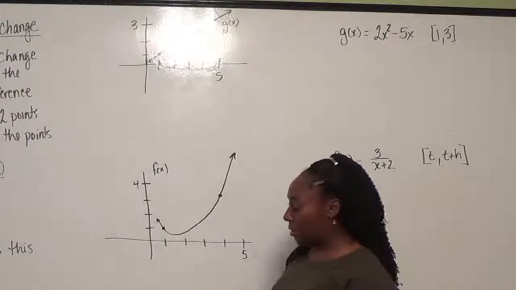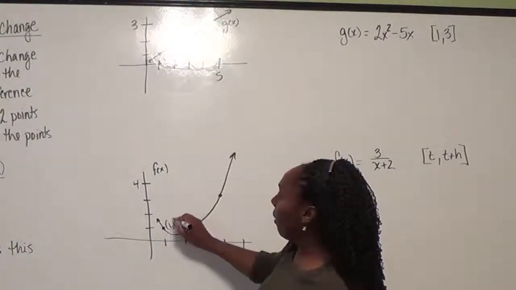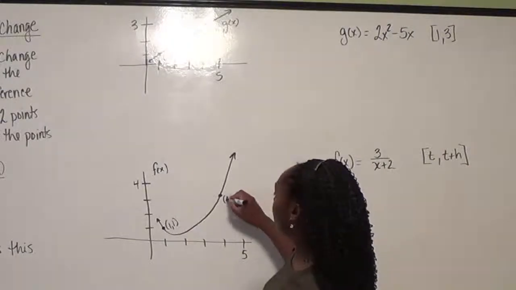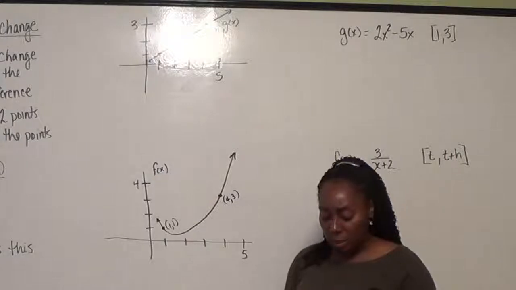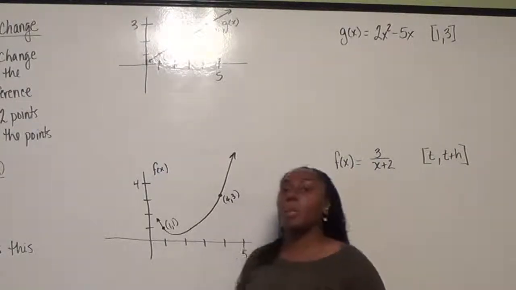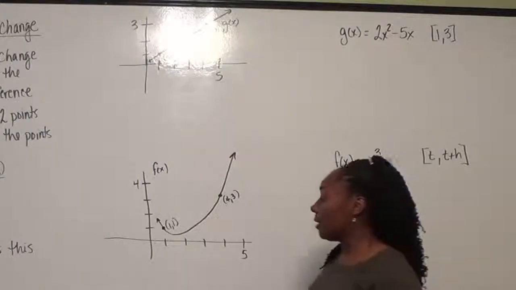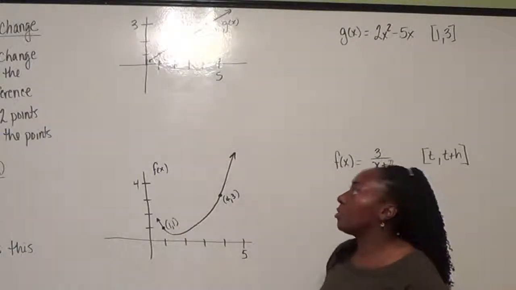In both cases, what you'll notice is I've got two functions here where I have 2 points, (1, 1) and (4, 3). We can clearly see that these are two different functions, even though they have the same 2 points. Let's look at the average rate of change for each of these functions.